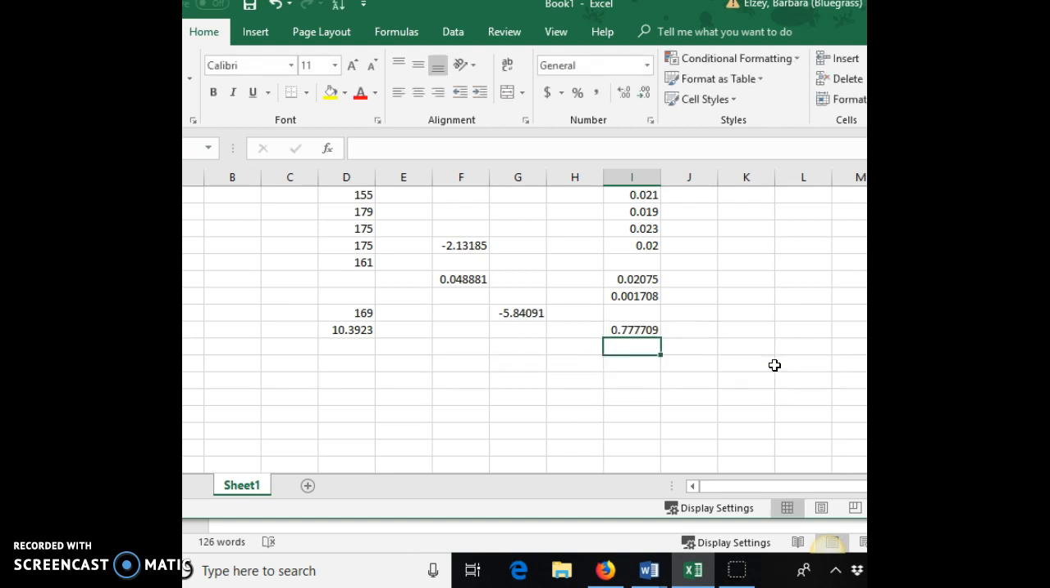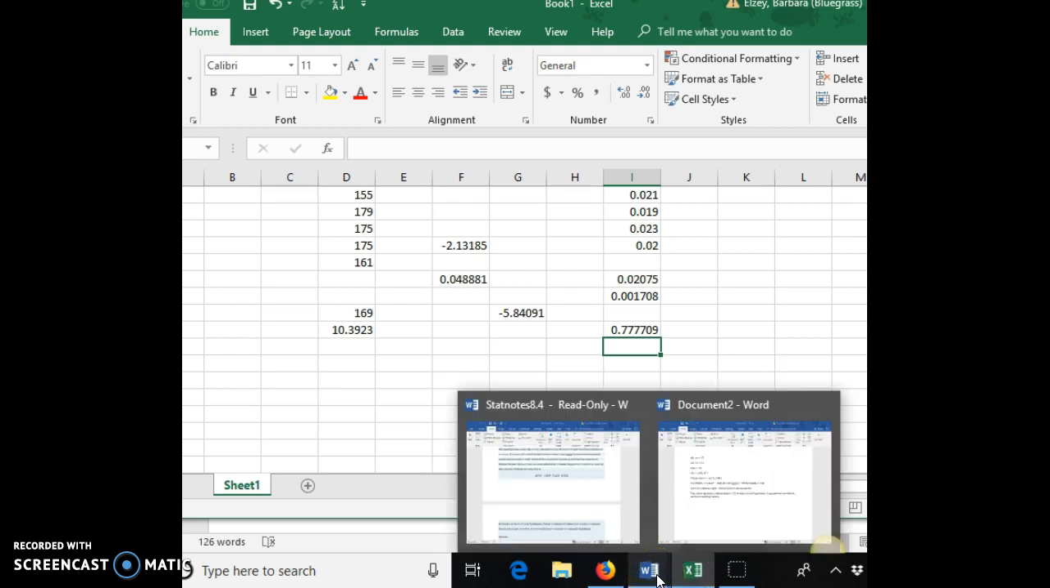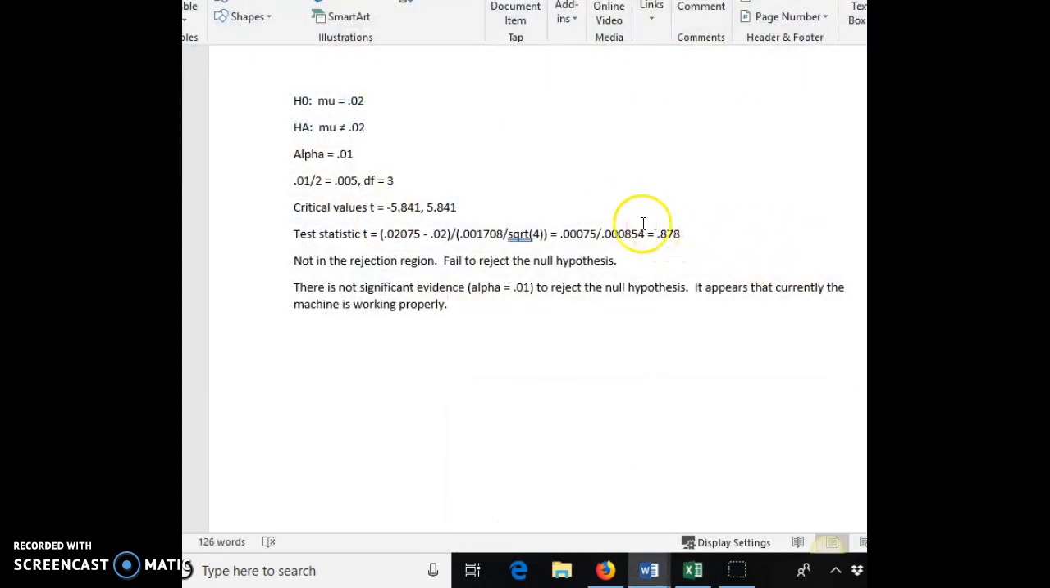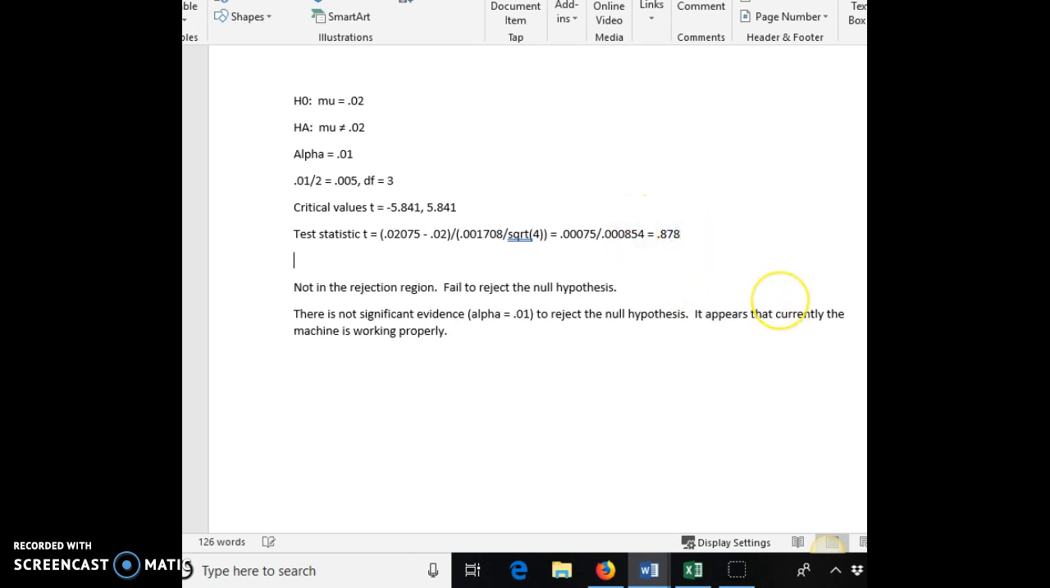And this is 0.7777. All right, so now we need to be careful because this is a two-tailed test and we had a positive test statistic. So remember, with a two-tailed test and a positive test statistic, the first thing we did was subtract this from 1, which gives 0.2223. And then because it's two-tailed, we had to take 0.2223 and double it. So that's going to give us 0.4446.